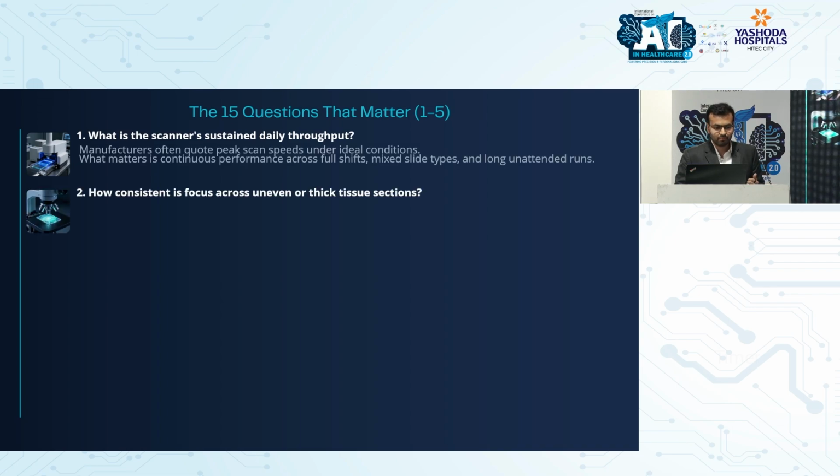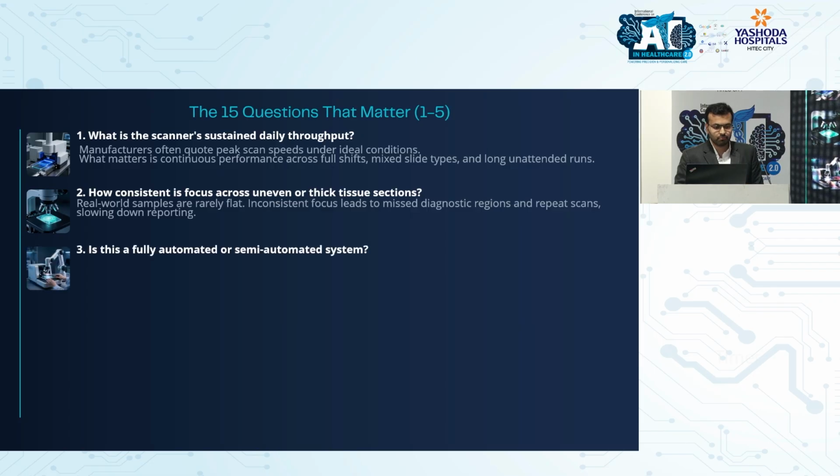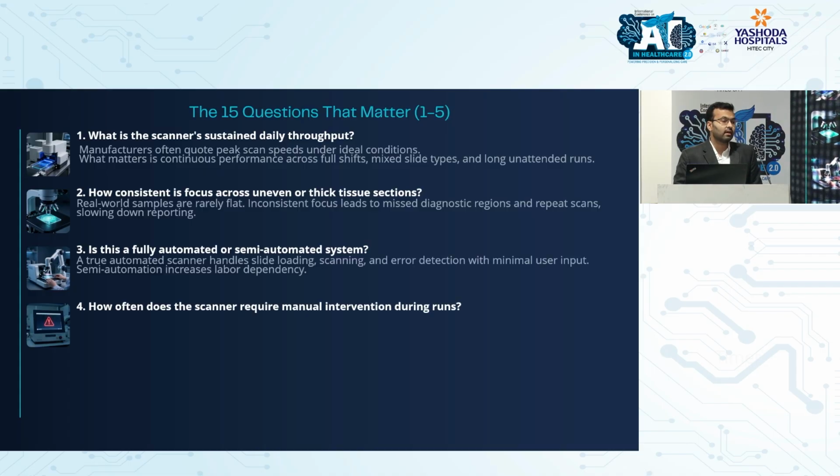That becomes important. How consistent is the focus across uneven or thick sections? So cytology, bone marrows, decal sections, this becomes very important. Fully automated or semi-automated system, this determines what level of technicians you need to handle that particular scanner. How often does the scanner require manual intervention? Like, does it jam, or are there multiple prompts coming up on the screen which stop the scanning? This will determine whether you're able to do an overnight scanning, or you need to do it only during the day.